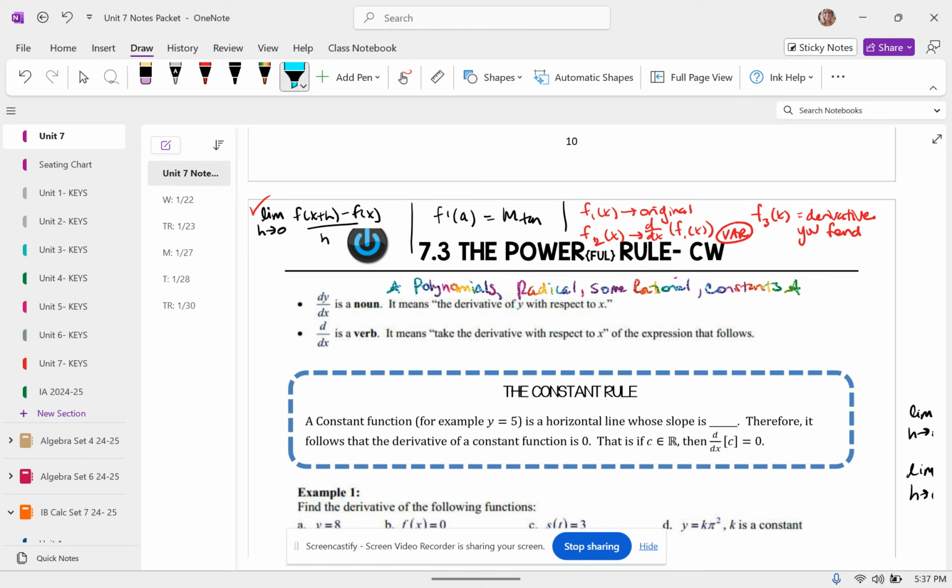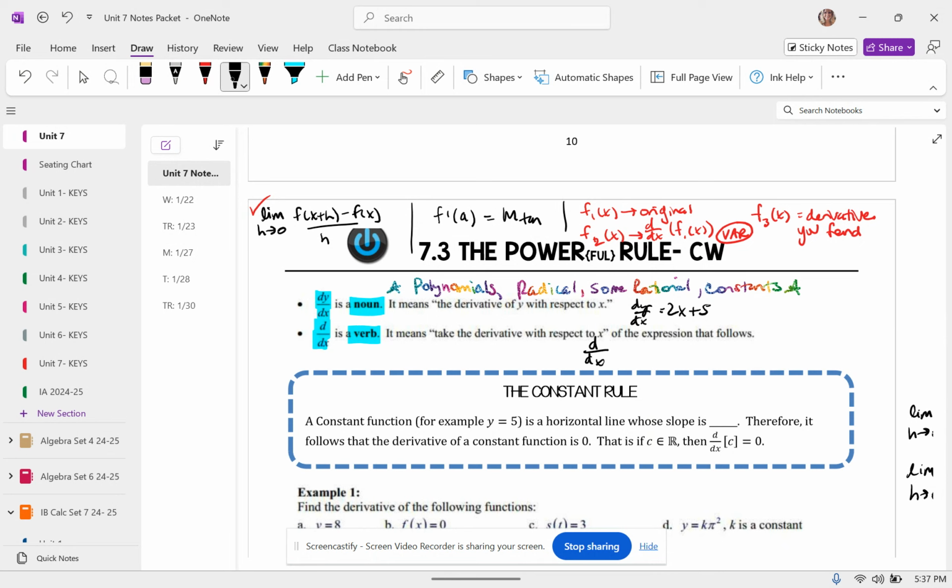I feel very sick. Okay, so dy dx is a noun. So once you've calculated the derivative and you are left with dy dx, that is the derivative of y with respect to x, and it would look something like this. Dy dx equals, and then whatever you found the derivative function to be. Whereas d dx is a verb. It's kind of like instructions. It's like take the derivative with respect to x of the expression that follows.